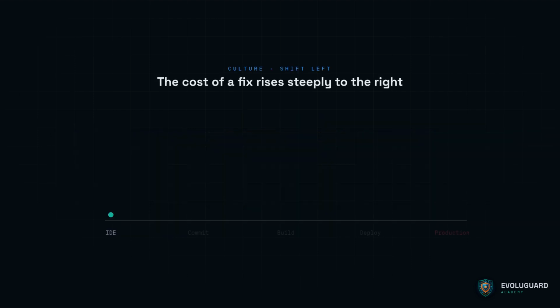None of this survives contact with reality unless the culture supports it. And the heart of the culture is one idea. Make the secure path the easy path. Every gate we built leans left, toward the developer, for a hard economic reason. The cost of fixing a flaw rises steeply the later you catch it. 2 minutes in the IDE, a code review comment at commit, or a production incident. Same bug, wildly different price. Shifting left isn't a slogan, it's just cheaper.